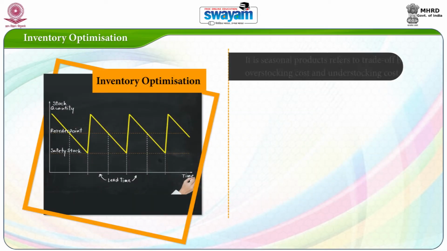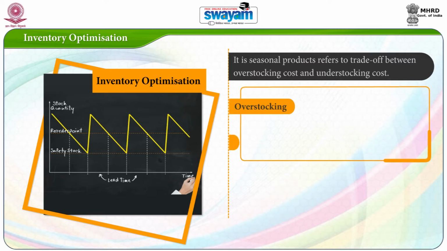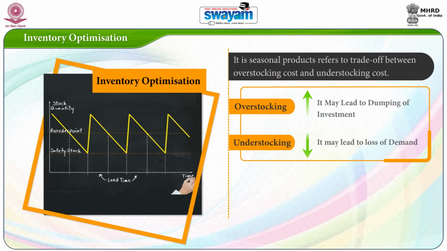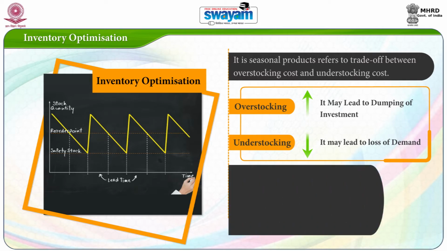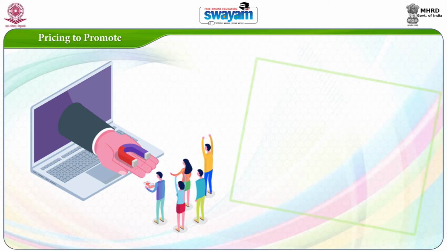Inventory optimization. Inventory optimization in seasonal products refers to the trade-off between overstocking cost and understocking cost. Overstocking may lead to dumping of investment and understocking may lead to loss of demand. Overstocking results in cost hike and reduction of profit, and understocking will lead to loss of customers and revenue. Both have an impact on pricing in the long run, as cost influences price and understocking impacts volume of sales and pricing.